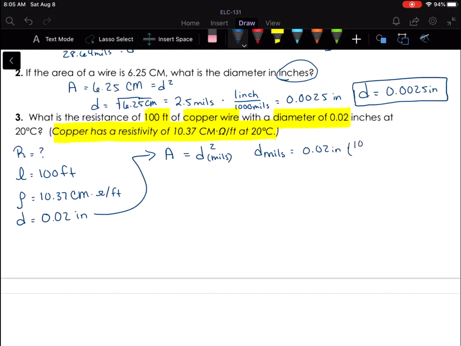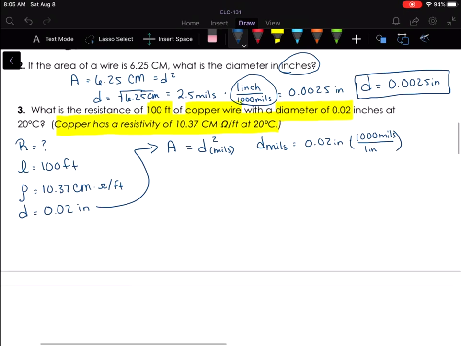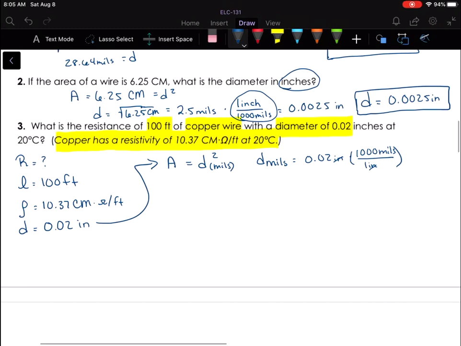So we know we have 1,000 mils in an inch. So I'm using the opposite conversion factor from what we used up here, because we were converting from mils to inches, and now we're converting from inches to mils. So I want my inches units to cancel out. So what we have here is 20 mils, and if the area is d squared in mils, that means that we have 400 circular mils.